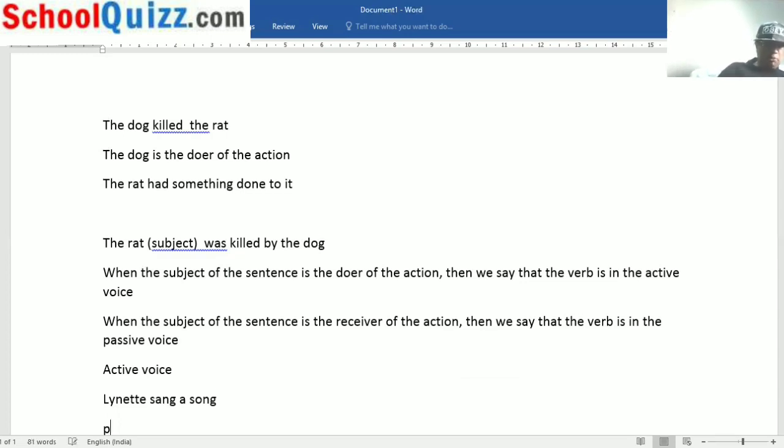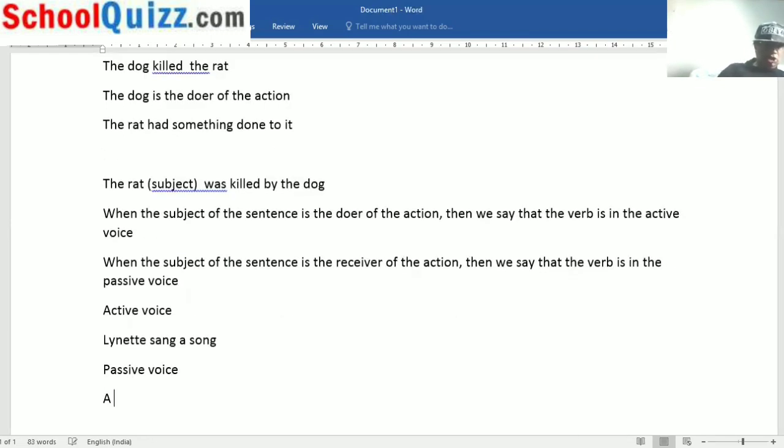The passive voice would be, let me write it down for you, a song was sung by Lynette. Now look, the subject is the song, but it is the receiver of the action of singing, and Lynette is the doer of the action. So the sentence is inverted. The song is the subject, but it is receiving the action because Lynette is actually doing the singing. The doer of the action is coming later on, so that becomes the passive voice.